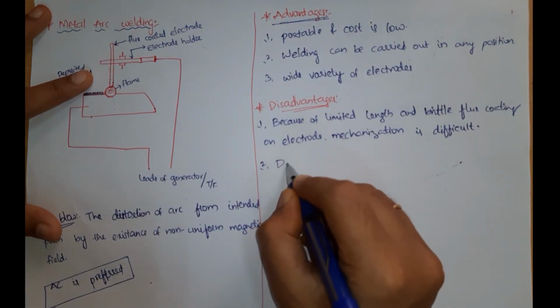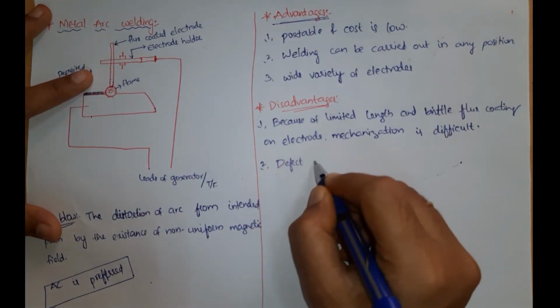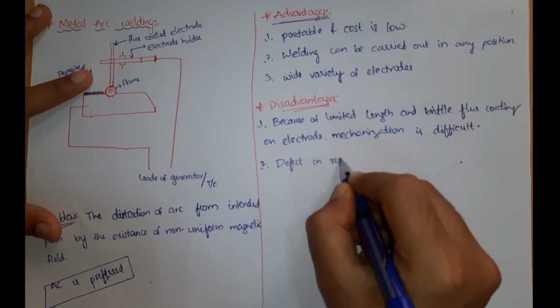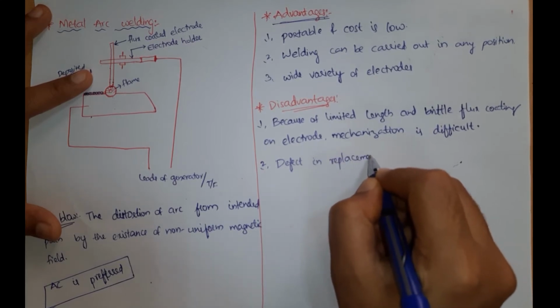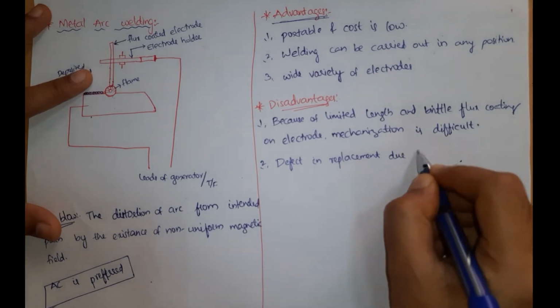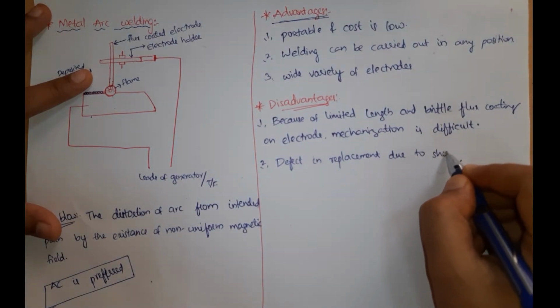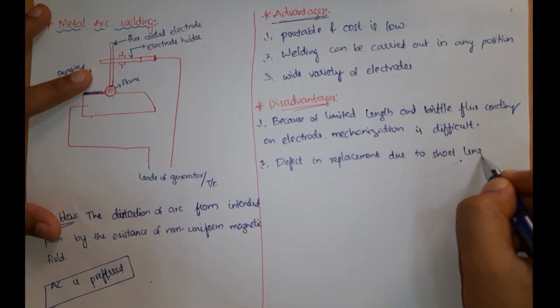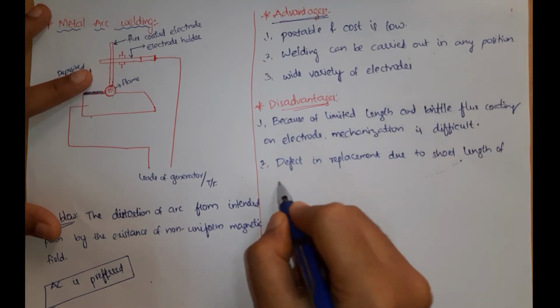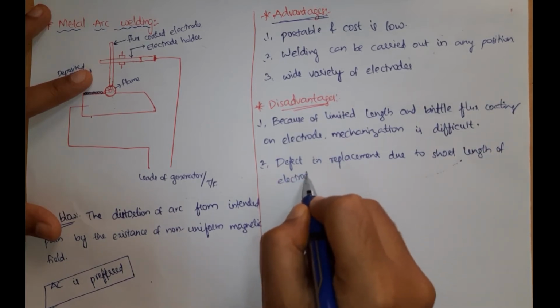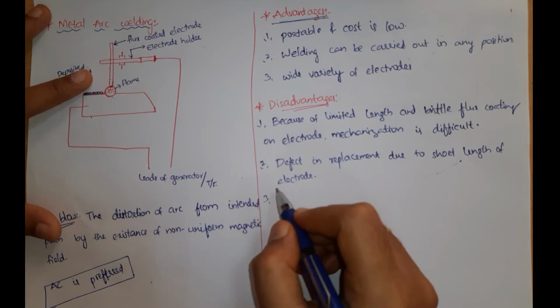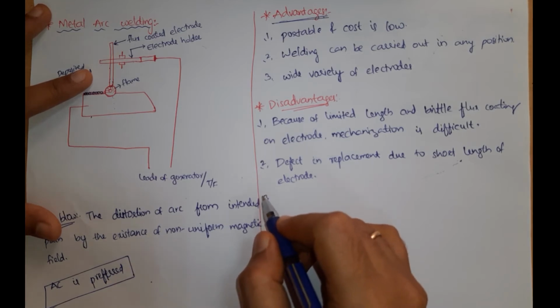So there may be a defect in replacing, that is, a defect in replacement due to the short length of the electrode. Any problem while replacing may damage the complete workpiece. That is one of the disadvantages.